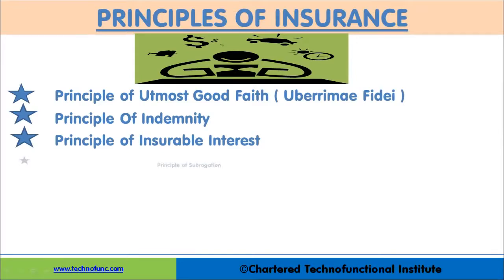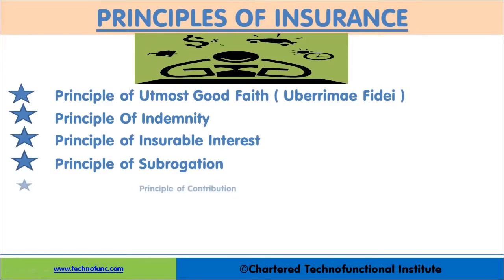Principle of subrogation. According to the principle of subrogation, when the insured is compensated for the losses due to damage to his insured property, then the ownership right of such property shifts to the insurer. The principle of subrogation is applicable to all insurances other than life insurance. If the insured party gets a compensation for the loss suffered by him, he cannot claim the same amount of loss from any other party. It prevents the insured being indemnified from two sources in respect of the same loss.